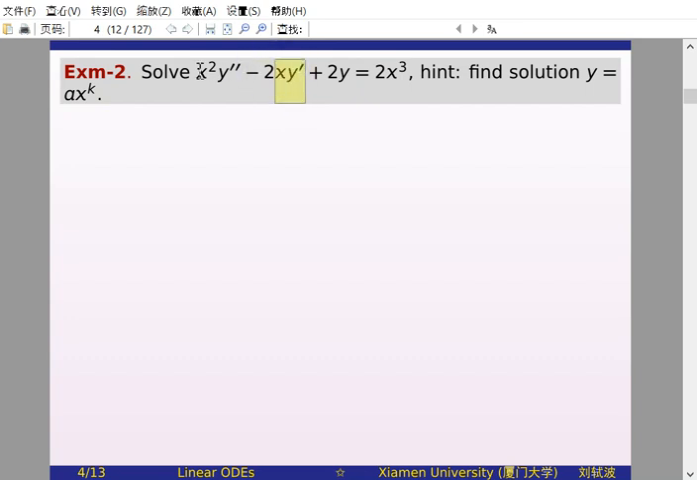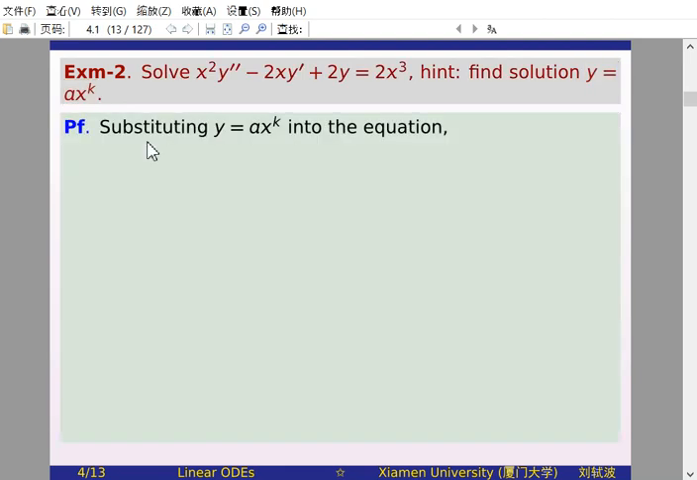Similarly, for the first term, if y is a x^k, then y double prime is x^(k-2), but now we have an x squared multiplied in front of y double prime, making this term x^k also. So it is reasonable to consider whether this equation has a solution of this special form. We can try. Therefore, we substitute this function into the equation and calculate.